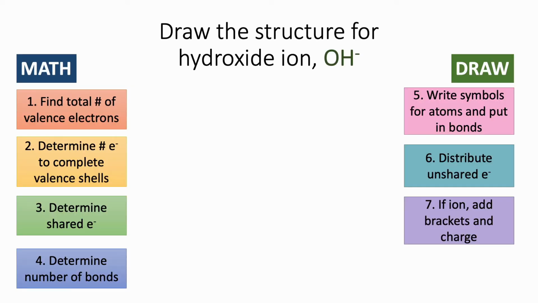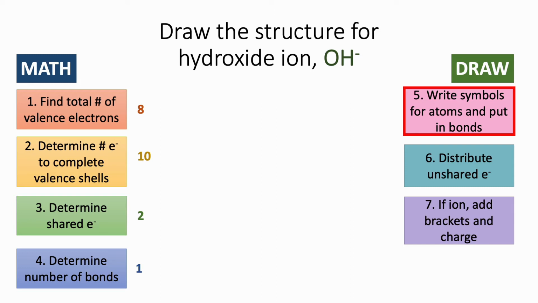Starting with the hydroxide ion, for the total number of valence electrons, oxygen should have 6, hydrogen should have 1, and don't forget this is an ion, it has a negative charge, so we're going to have 1 extra electron. That means we're going to have 8 total valence electrons. Now let's figure out how many electrons we need to complete the valence shells. Oxygen wants an octet. Hydrogen only can put electrons in its 1s shell, so it only needs 2. So we need 10 total electrons. All right, how many of our electrons are shared? 10 minus 8 is 2, so we have 2 shared electrons, and the number of bonds is 2 divided by 2, which is 1.